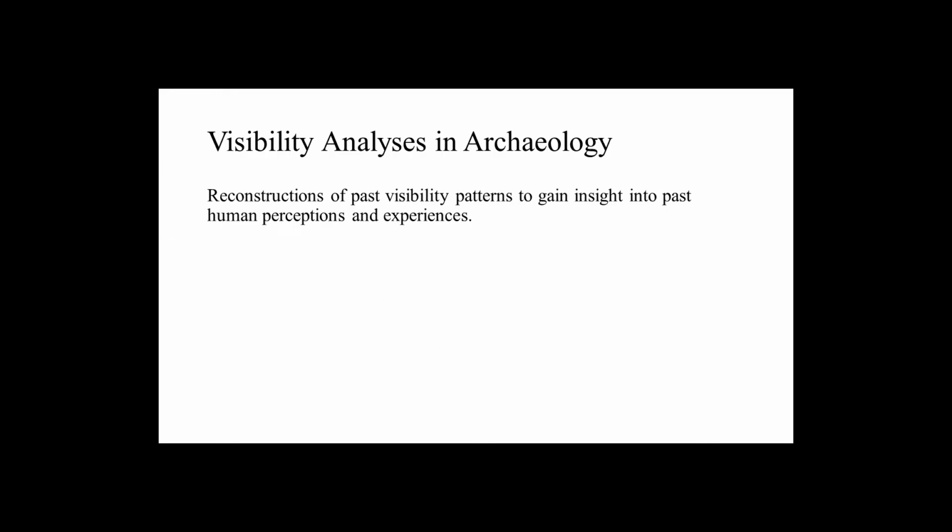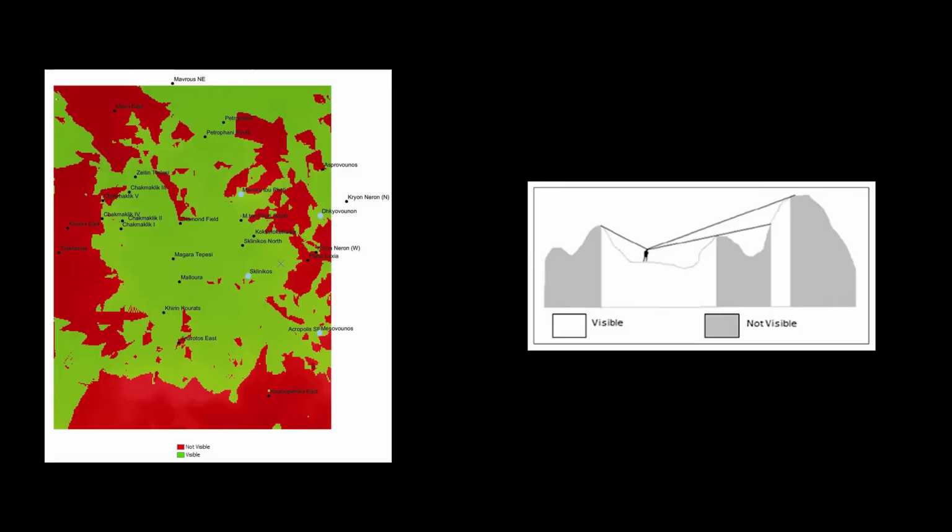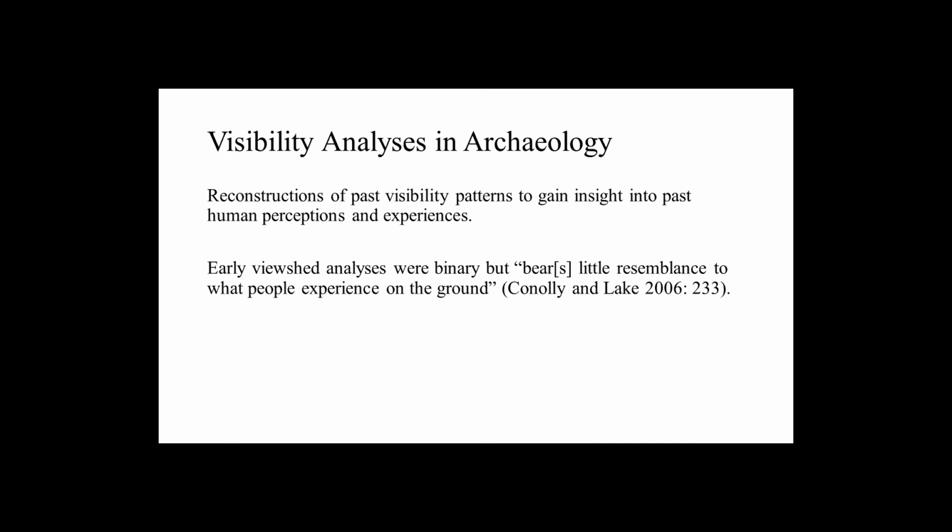Within the field of archaeology, visibility analyses are important because, short of resurrecting and interviewing an ancient person, they offer a way to gain insight in how past peoples and societies interacted with and ascribed meaning to architectural constructions or monuments. Early GIS visibility analyses, or viewsheds, were two-dimensional, outputting a simple binary of yes, you can see this object, or not, from this point. However, looking at these example images, to quote Connolly Lake, it is obvious that the 2.5D viewshed bears little resemblance to what people experience on the ground.